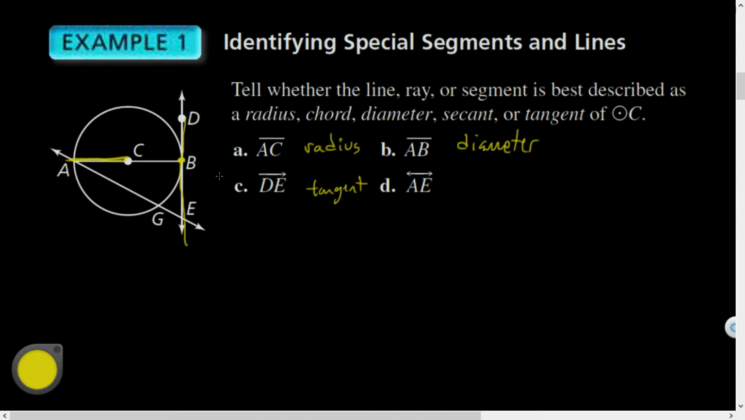Bonus question: point B would be referred to as what point? The point of tangency. Yes. And AE, what type of line is A to E? A secant line. A secant line.